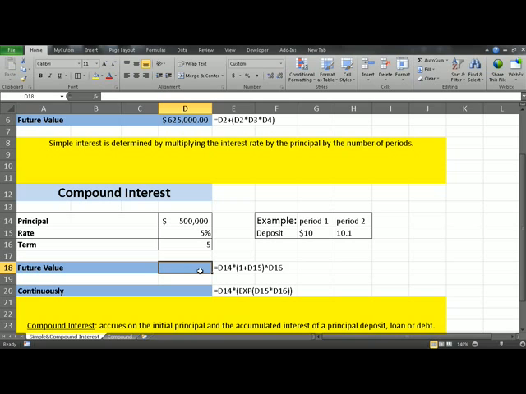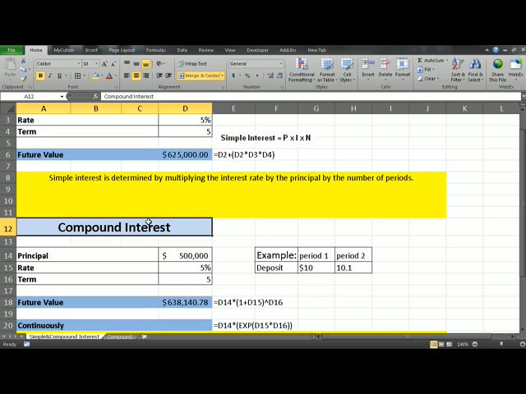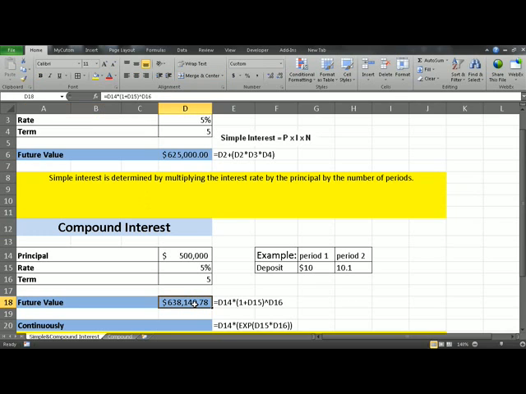To calculate compound interest, click in D18 and type equals D14, which is your principal, times, open a parenthesis, 1 plus D15, which is your interest rate, close the parenthesis, to the power of D16, which is your term. Hit enter, and you get an answer of 638k. Now you can compare these two values and clearly see that with compound interest, you get a future value which is bigger.